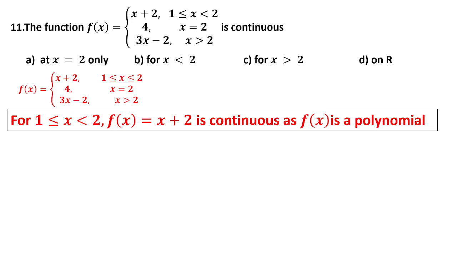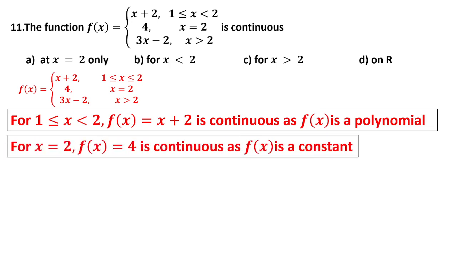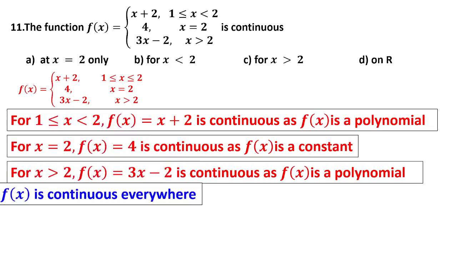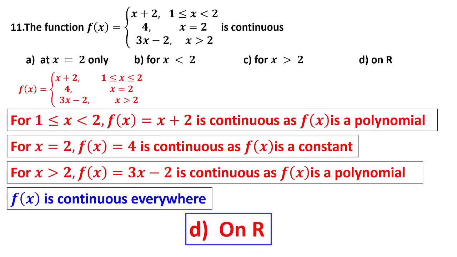And let us take from 1 to 2. It is a polynomial, therefore continuous. At x is equal to 2, it is a constant function, therefore continuous. For greater than 2 also, it is a polynomial, therefore it is continuous. Therefore, it is continuous everywhere. Therefore, the option is D.